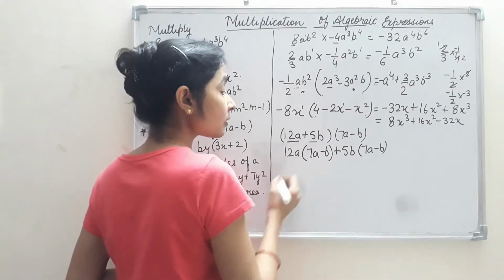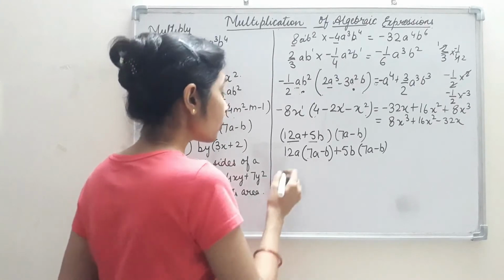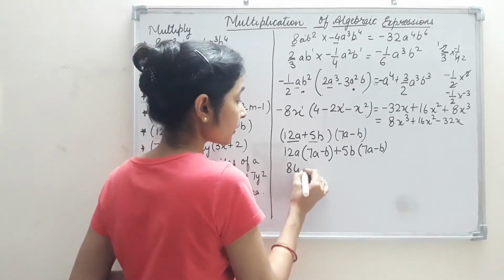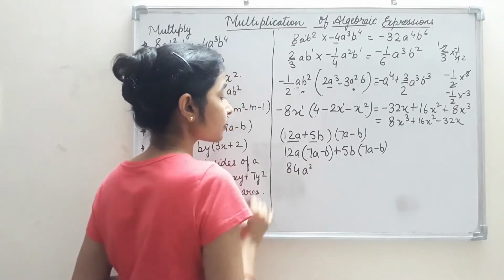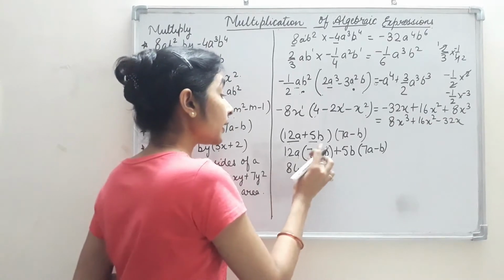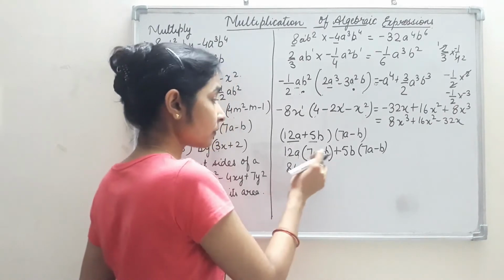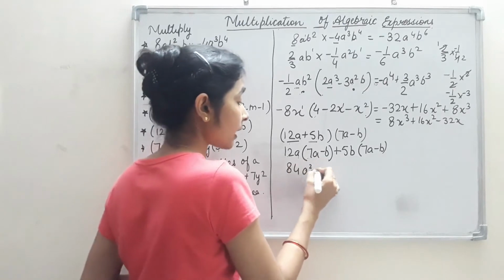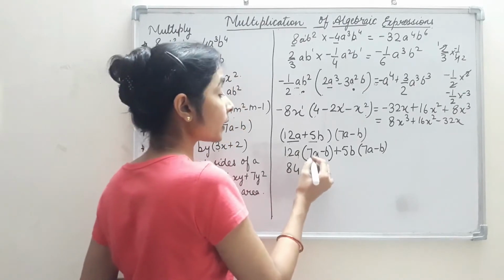Multiplying it, 12 sevens are 84, so 84a square, a into a gives me a square. 12a into minus b, this is positive, this is negative, so the answer will be negative 12ab.